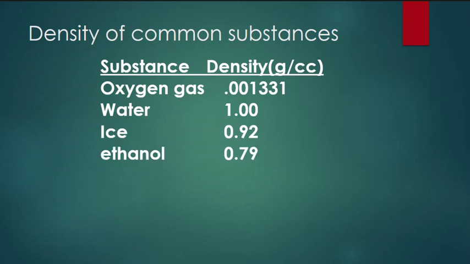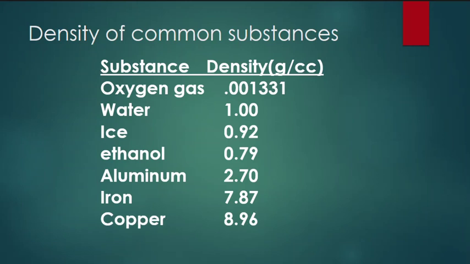Ethanol, drinking alcohol, a little less than water. Aluminum, about 3 times more dense than water. Iron, copper.